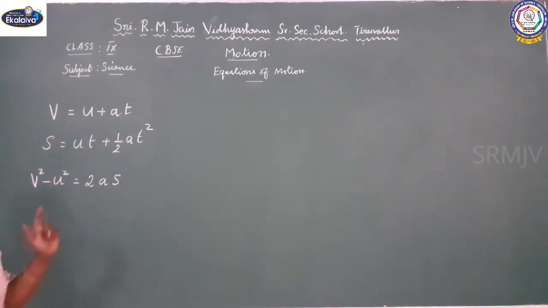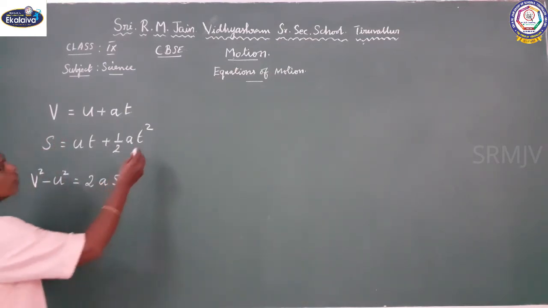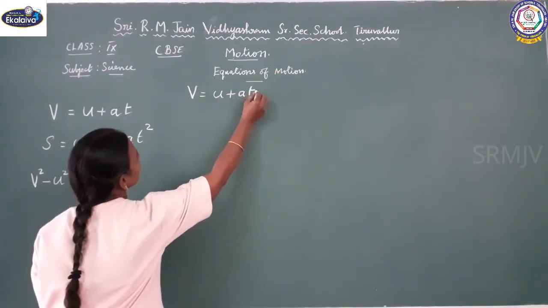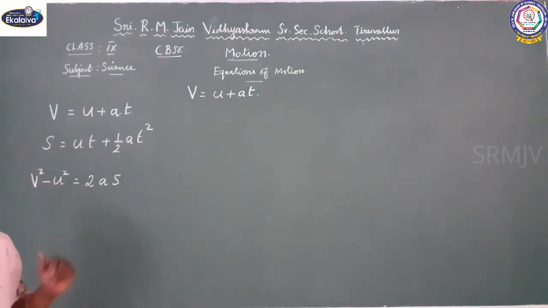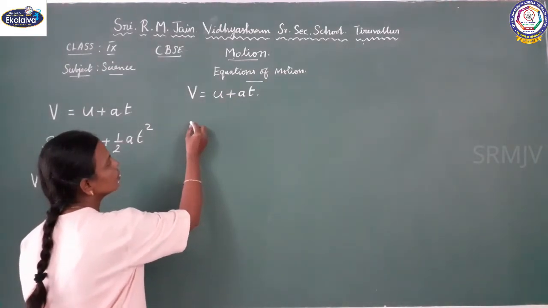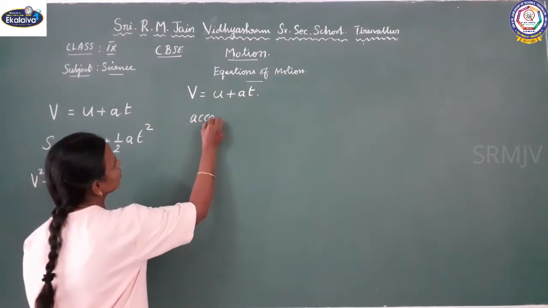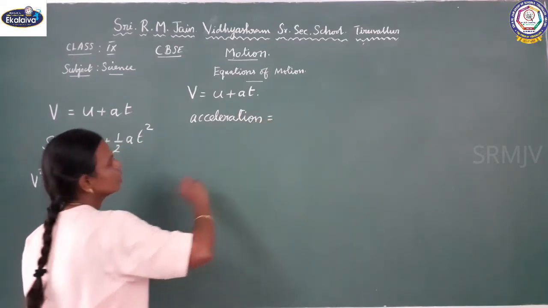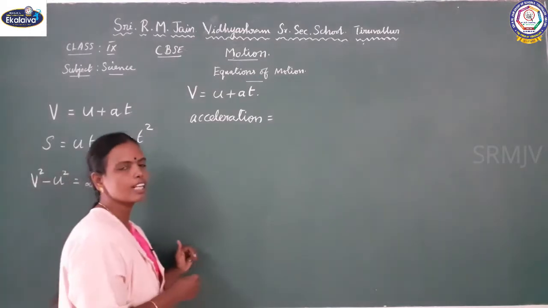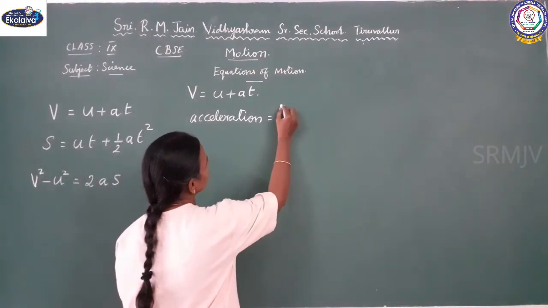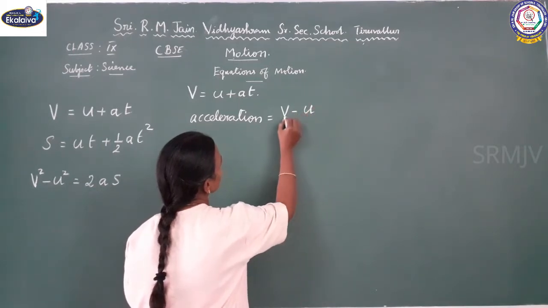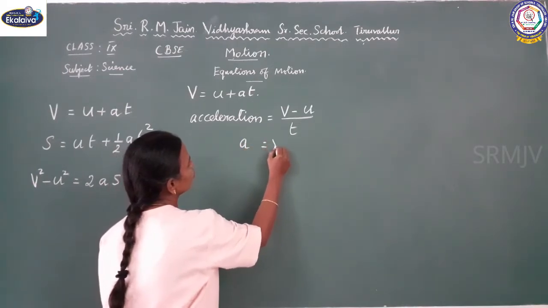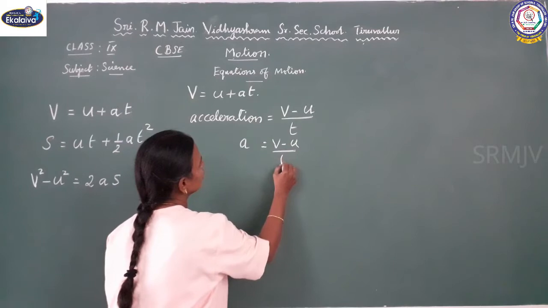Now we are going to derive them one by one. This is the first equation: v is equal to u plus at. This equation is derived from acceleration. We know that acceleration is equal to rate of change of velocity, final velocity minus initial velocity, so v minus u by t. Acceleration is represented as a. a is equal to v minus u by t.